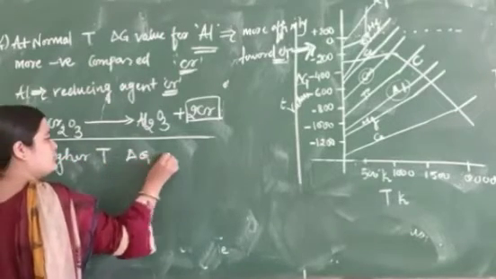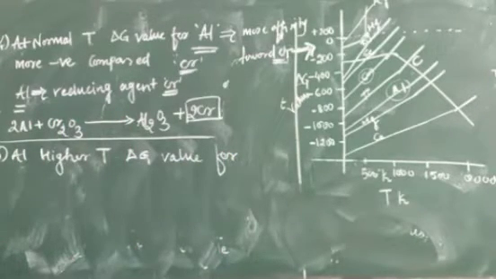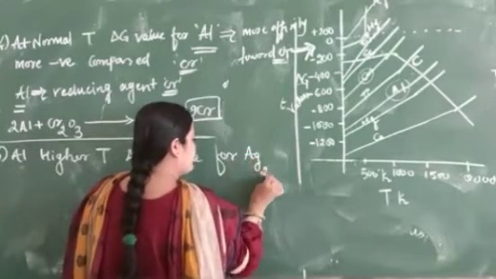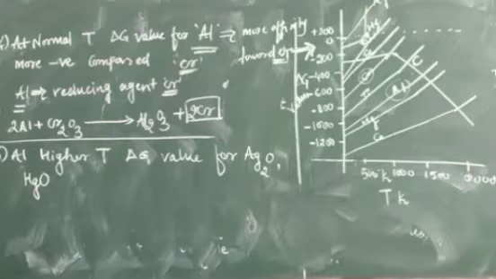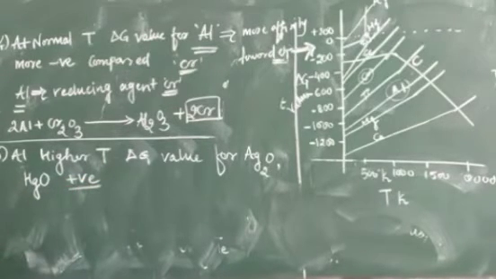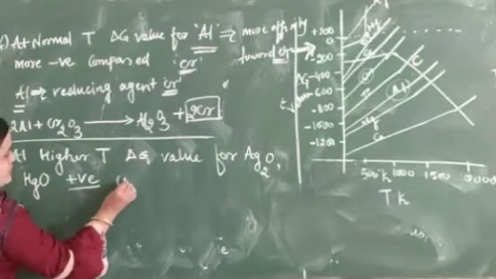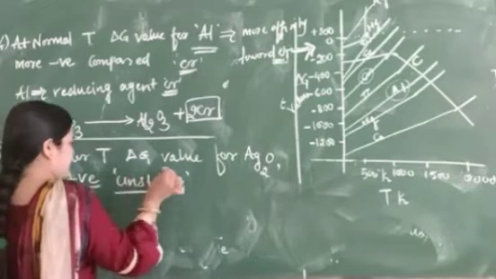Now the fifth one. At a higher temperature, delta G value for Ag2O and HgO are positive in nature. Metal oxides can become unstable. Metal oxides of Ag and Hg become unstable, so they can be thermally decomposed.